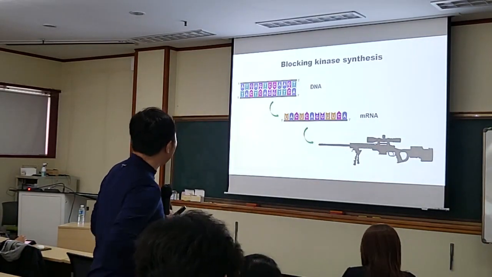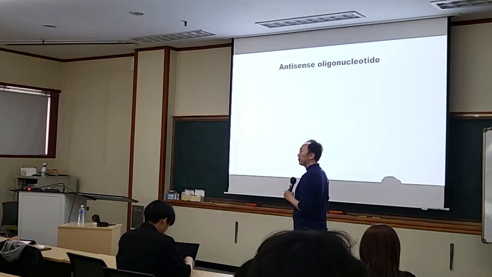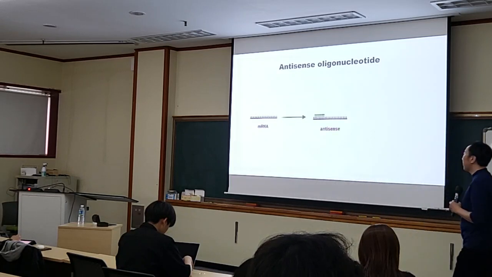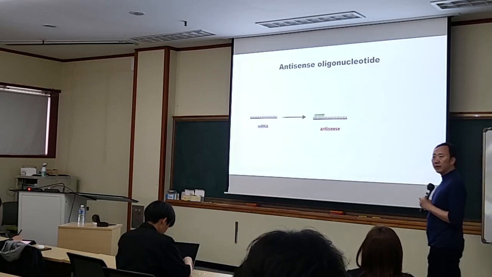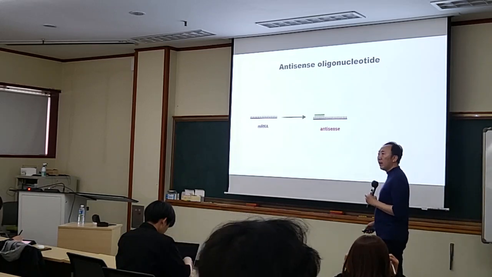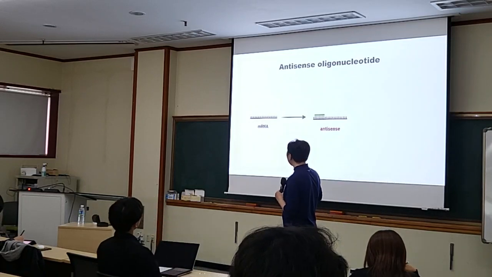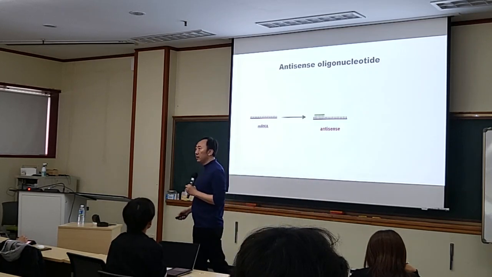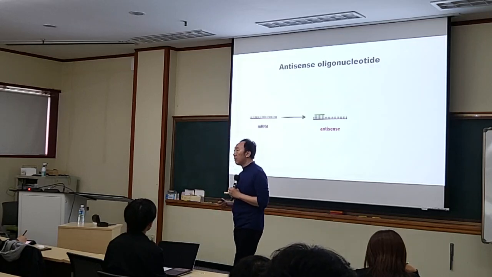Okay, one way is to block this mRNA. One way is the antisense idea. Antisense, which we have briefly discussed before, means that if it has a complementary sequence to this mRNA, and it is small enough to enter the cell, then it binds to the mRNA sequence. Then this mRNA has a partially double-stranded area, so it cannot be processed by the ribosome, and the mRNA cannot be deployed.